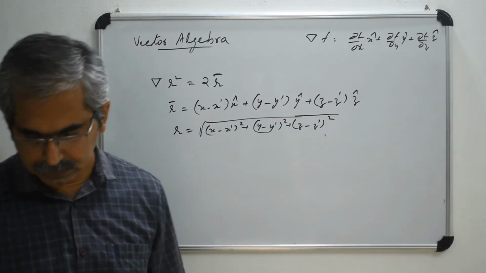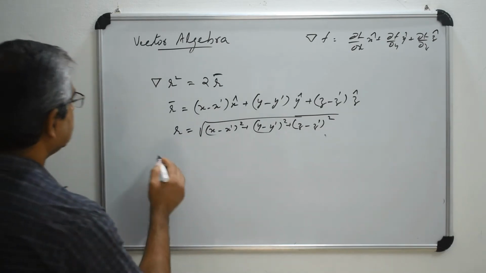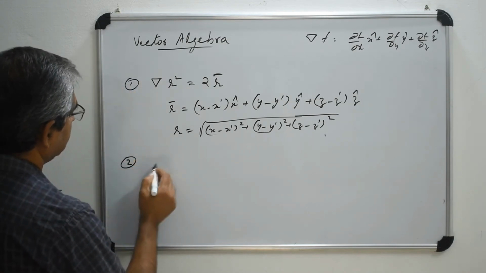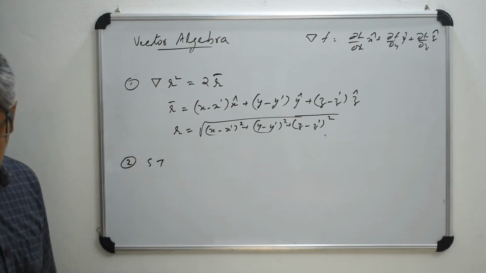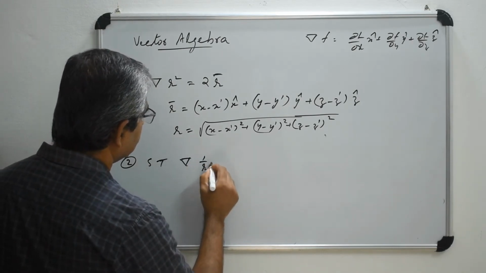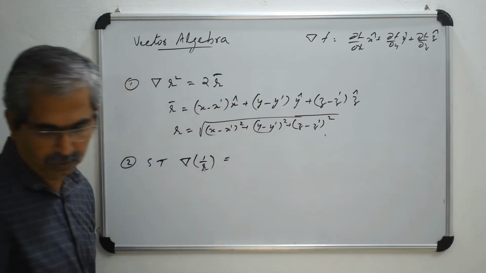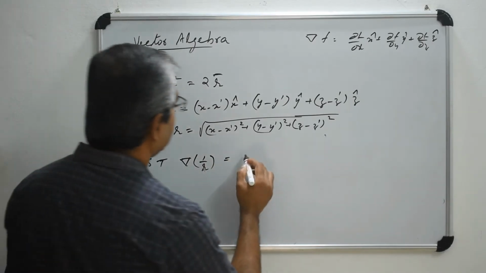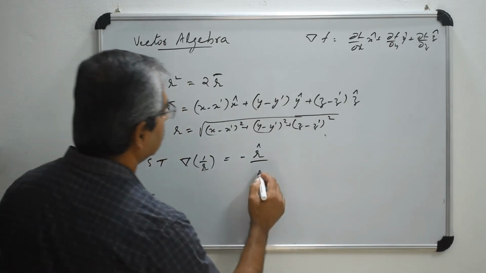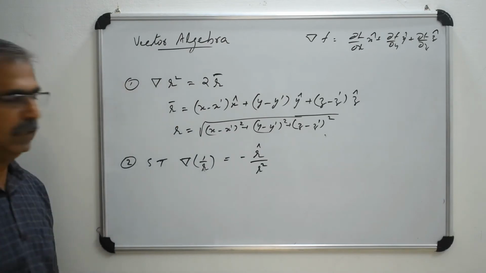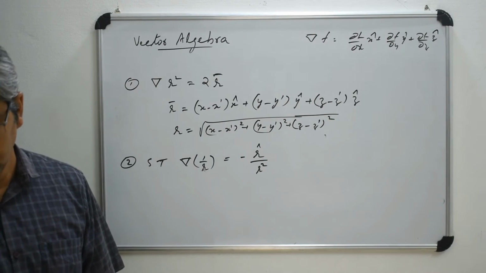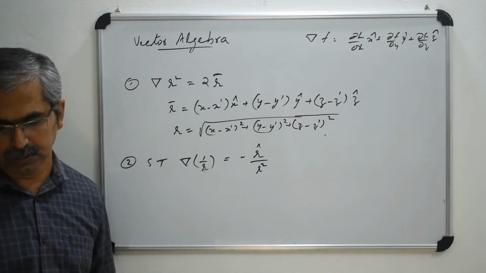Now the second part is to show that del of 1 by r is equal to minus r cap by r square. Okay, this is the second one. Del of 1 by r is equal to minus r cap by r square.